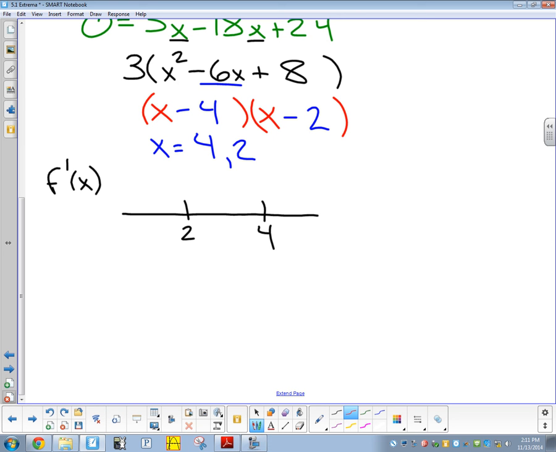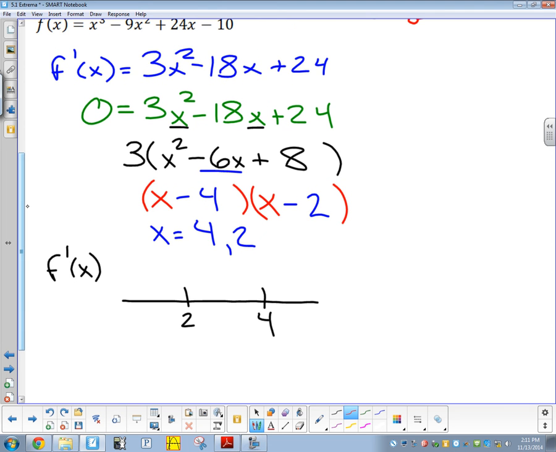Okay? Which equation would I plug that into? I want to know the slope. I'm plugging into the derivative. So I want any number less than 2. What's the easiest number less than 2? 0. Let's plug in 0 right there. If I plug in 0, 3 times 0 squared minus 18 times 0 plus 24, what happens when you plug in 0? You get 24. Is 24 positive or negative? So I'm going to put a plus sign on that side.